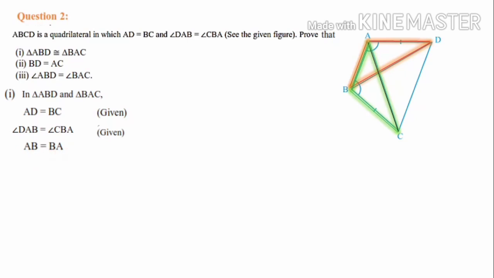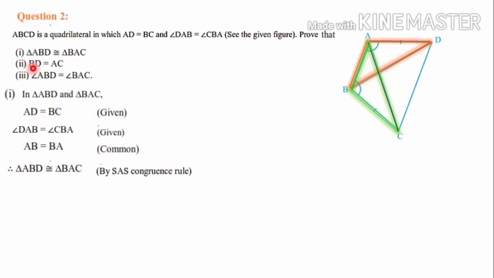So AB is equal to BA, that is common for both the triangles. Now two sides and the included angle. Here you can see AD and AB, two sides and the included angle we have selected. So two sides and the included angle are respectively equal to the two sides and included angle of another triangle. Then by using SAS congruence rule, we can say that triangle ABD is congruent to triangle BAC.